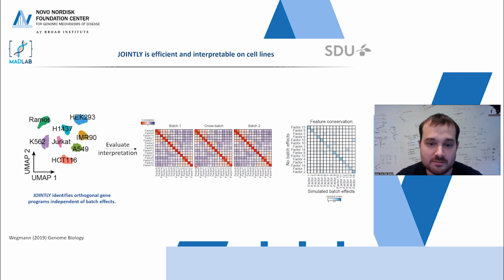So with this in hand, we had an idea that jointly could be a pretty good batch integration method that would also be interpretable.